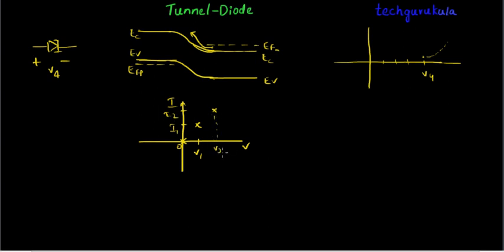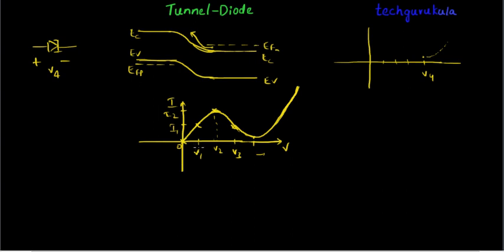Then we saw the case when V3 is applied, where the overlap region has reduced. For V4 and going further, the current gradually comes down, and after some point it starts behaving like a normal diode with respect to the voltage. If we connect these points, the curve goes like this, and it increases exponentially just like a normal diode characteristic.